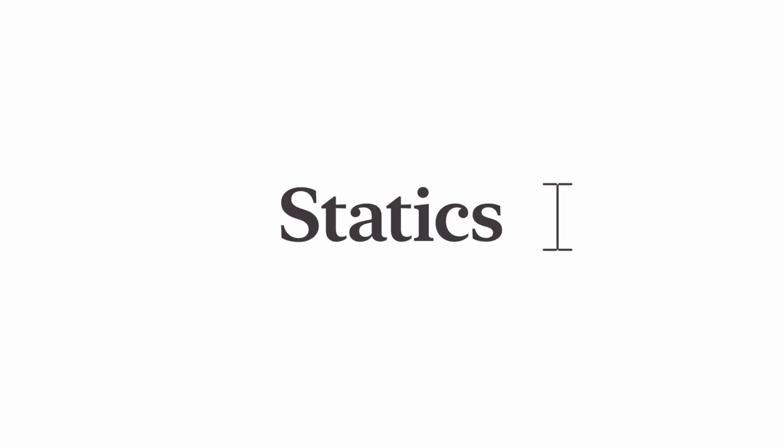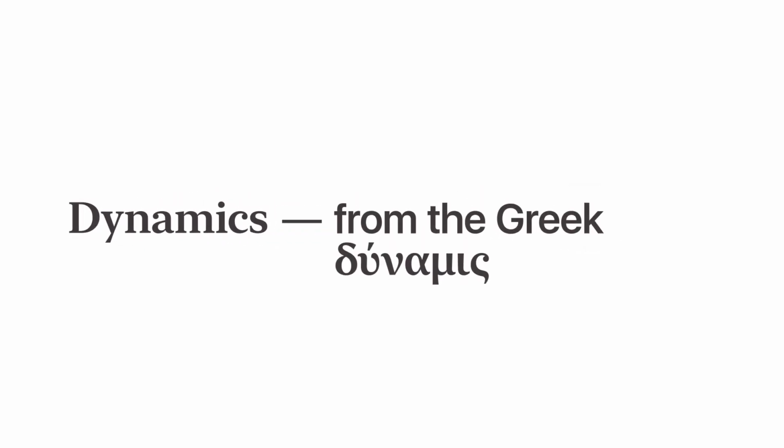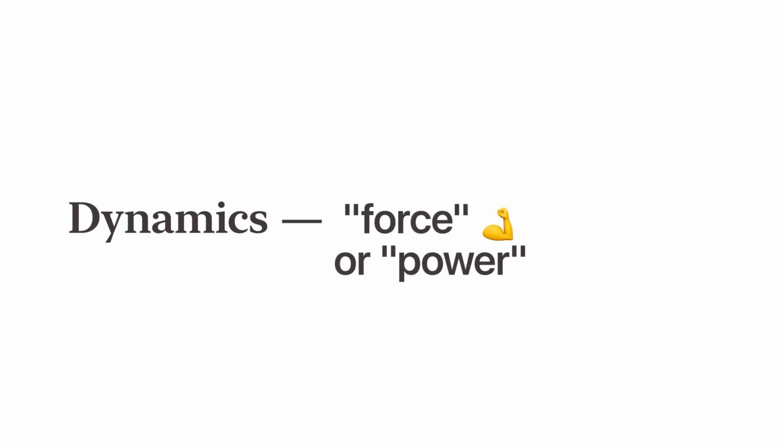Let's take a look at static and dynamic compositions. The term statics has its roots in the Greek word statos, which means still. This is the precise meaning of the word static. On the other hand, dynamics comes from another Greek word, dynamis, which translates to force or power.